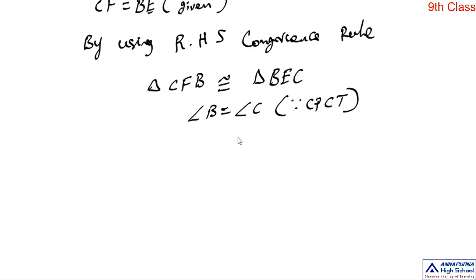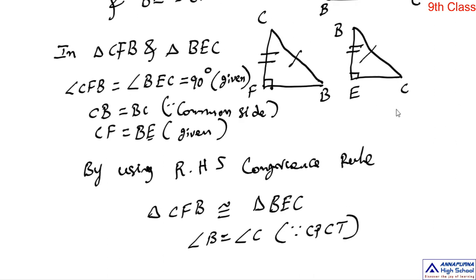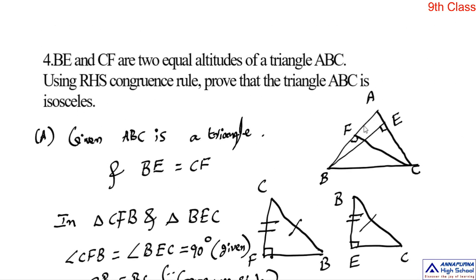By using theorem 7.3. What is the statement of theorem 7.3? The sides opposite to equal angles of a triangle are equal.